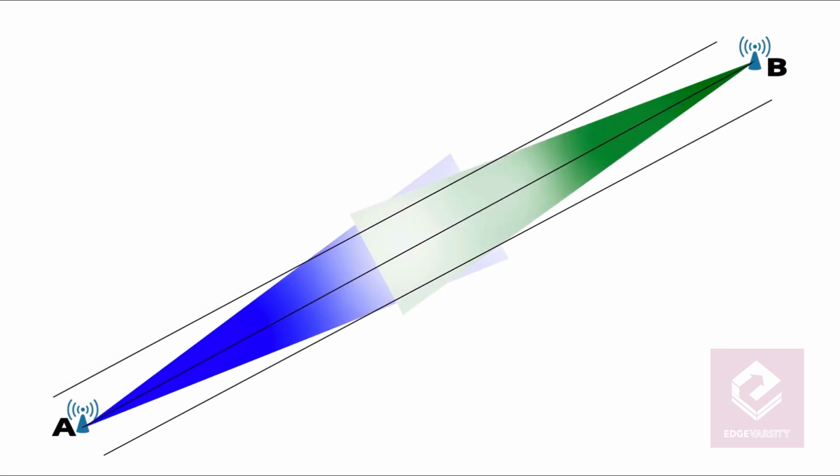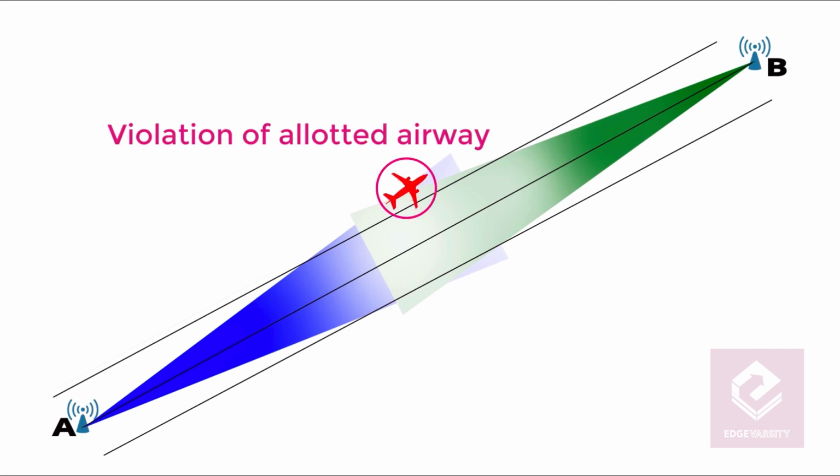To summarize, the aircraft stays within the range of beacon A until a certain distance, after which it tunes to beacon B. But look at the points where the ranges of A and B intersect. They are outside the airway. So if an aircraft follows the range of the beacons, at some point the pilots might think that they are flying within the airway, when in reality they are well outside it. This is dangerous, as this amounts to a violation of the allotted airway and is not an acceptable situation. We definitely have to avoid this.